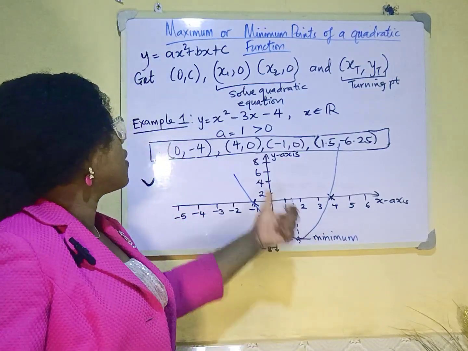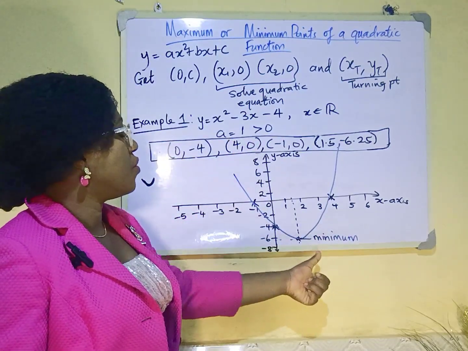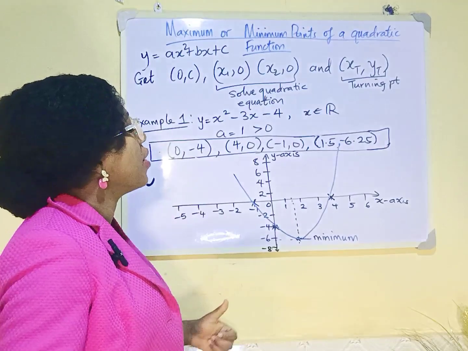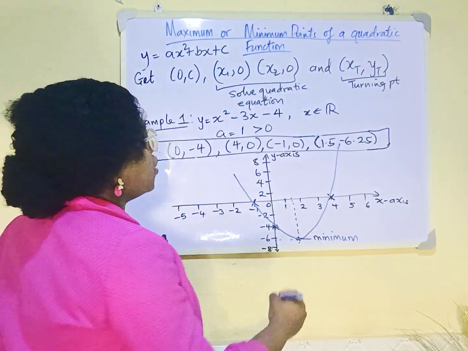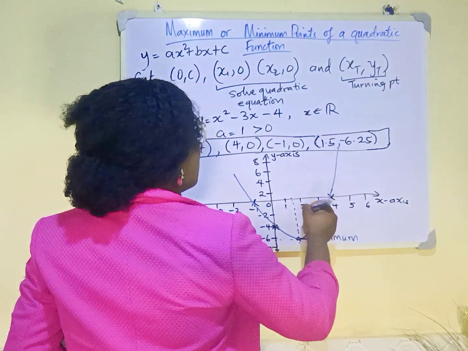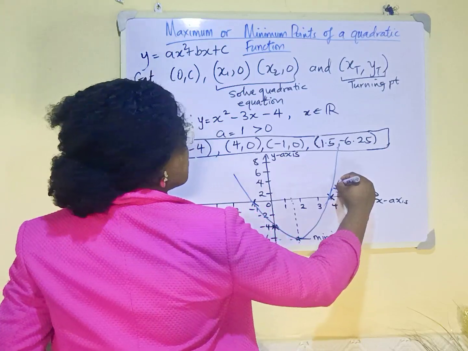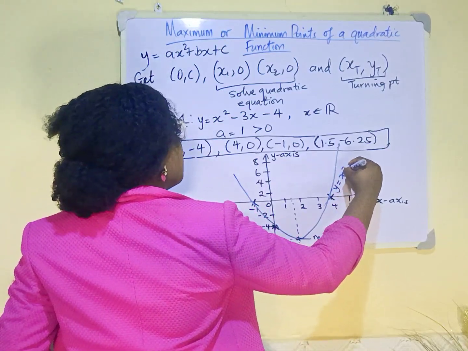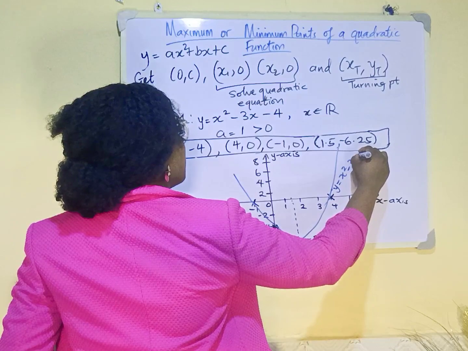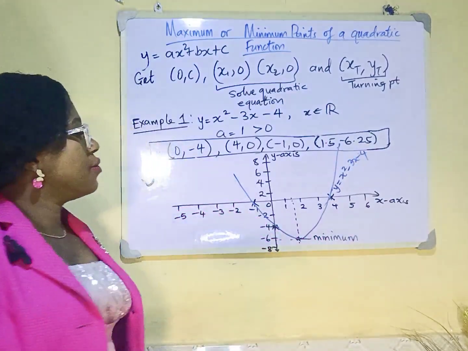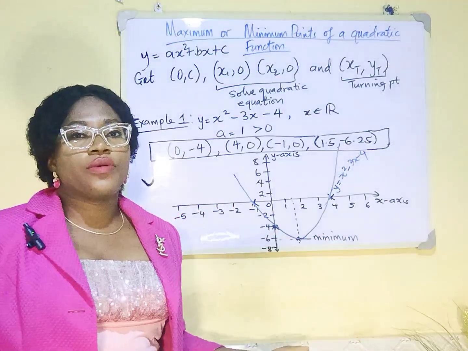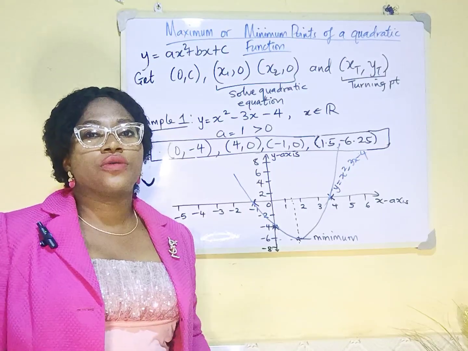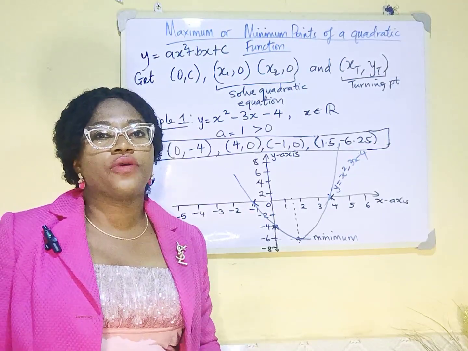And this is true because x is positive, we should have a minimum. This looks like a U, so we are correct. And then finally we need to label this curve. We label it as y is equal to x squared minus 3x minus 4. And we are done. Sketching a curve is as simple as that. We're going to take one or two more examples, then I'll give you one to try.